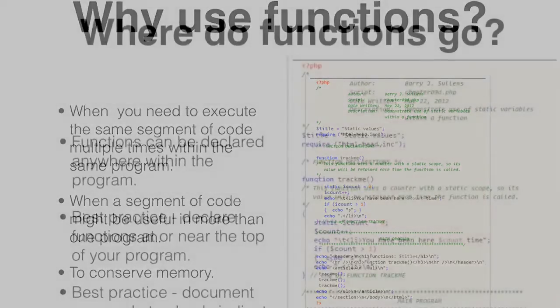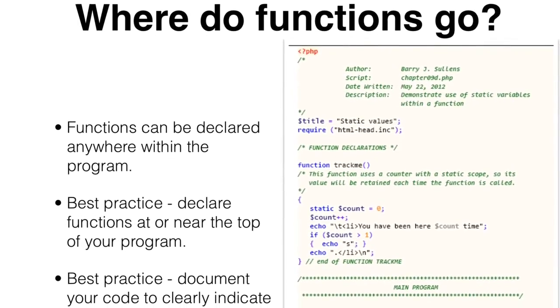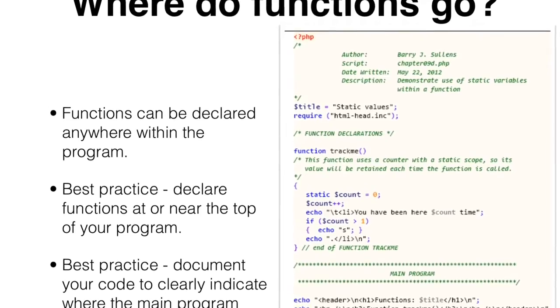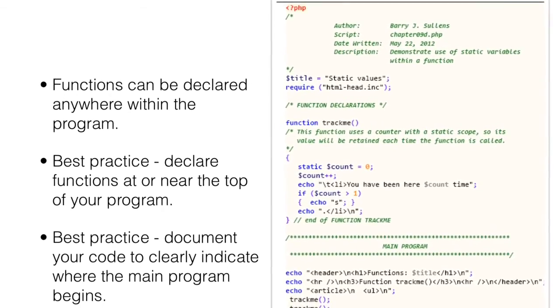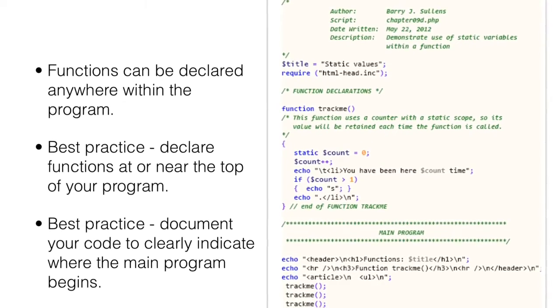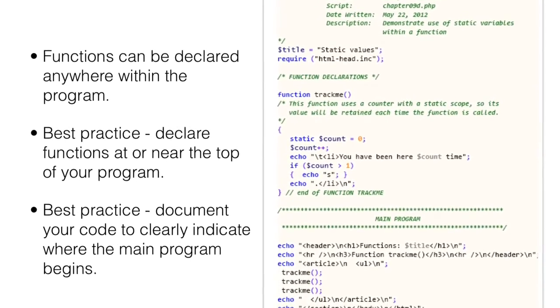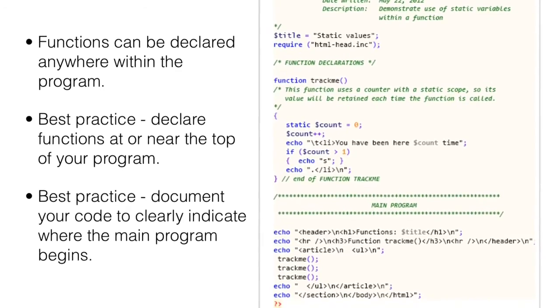So where do functions go within your program? You can declare a function anywhere you want inside your program, but it is a good idea to always put your functions at or near the top of the program. It's also a good idea to clearly document your code to indicate where the main program begins.